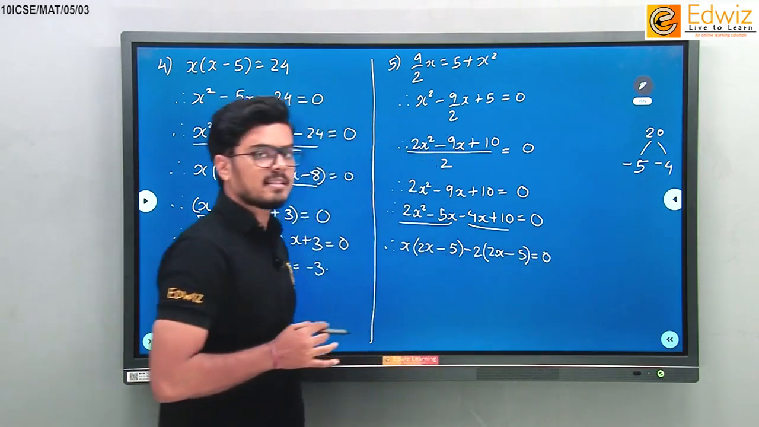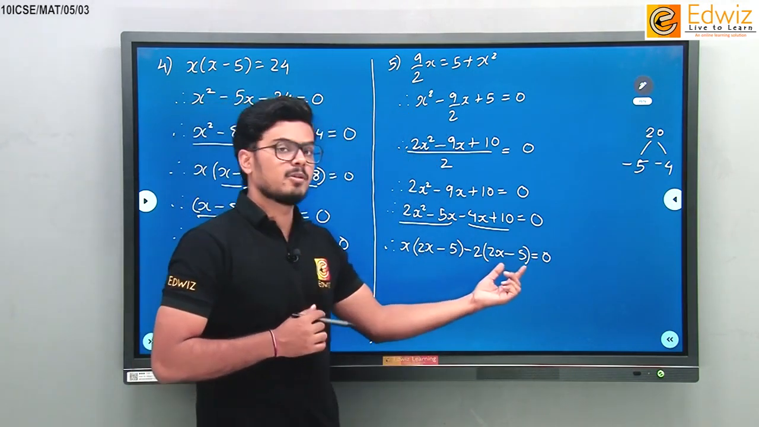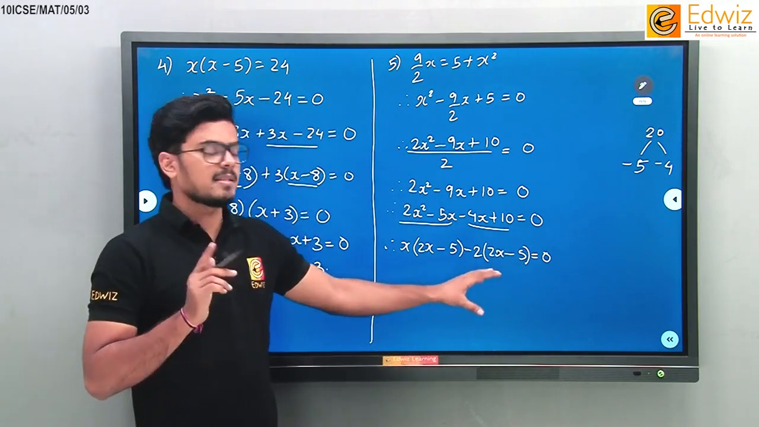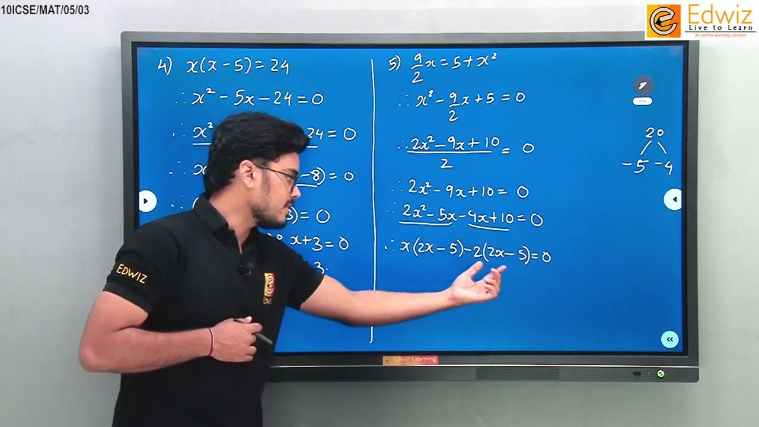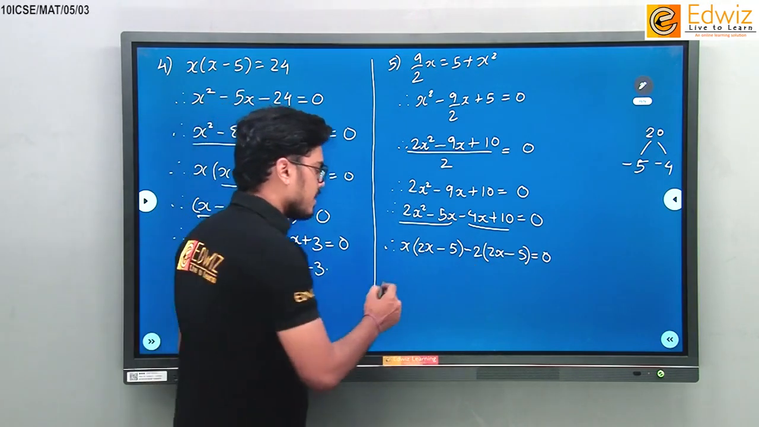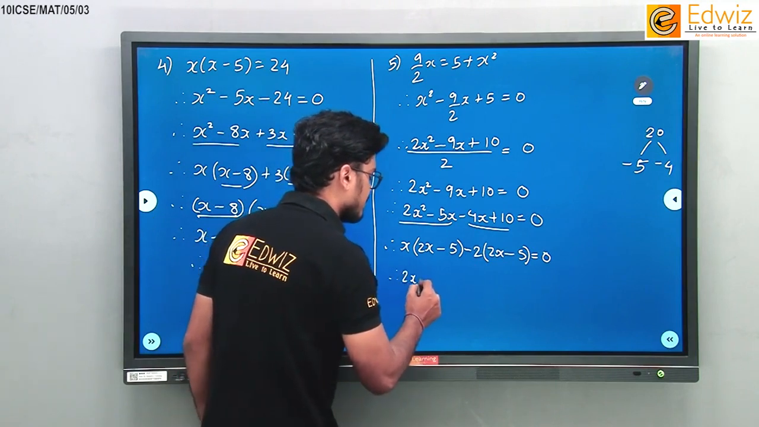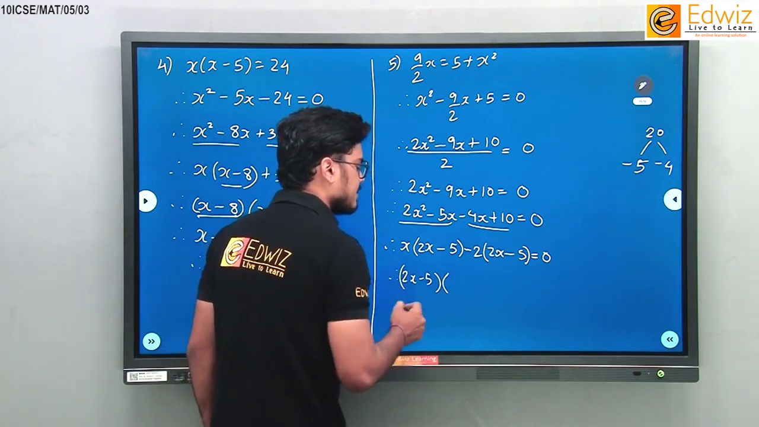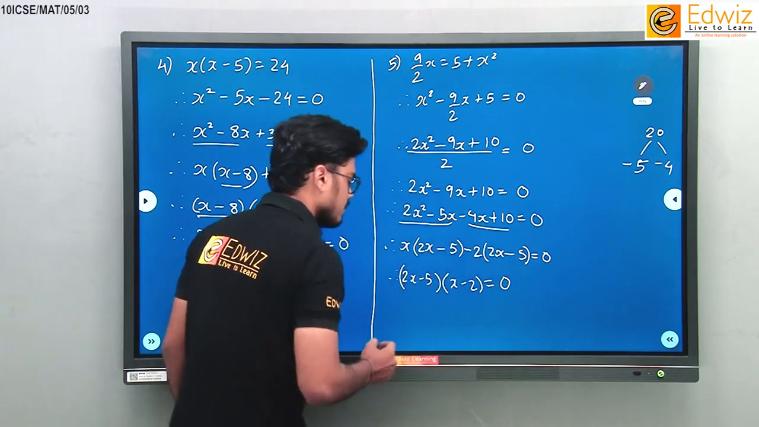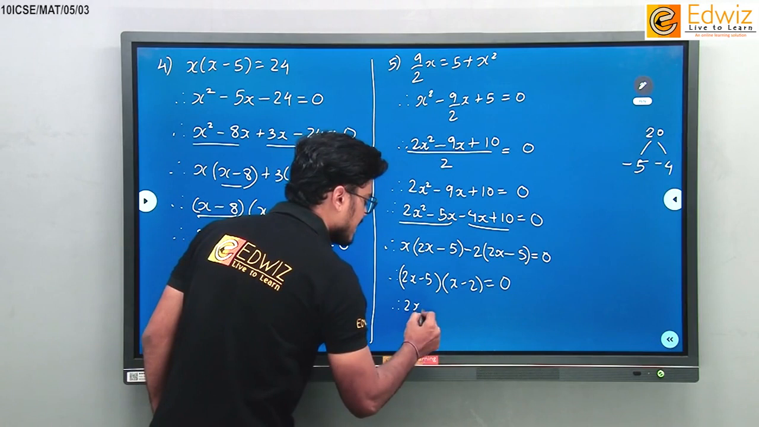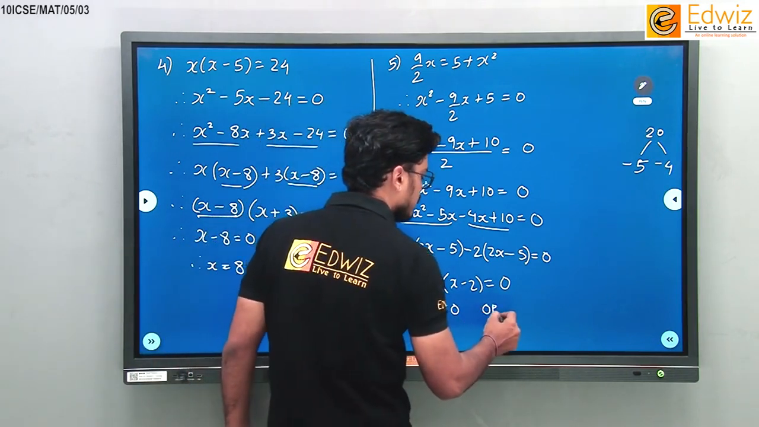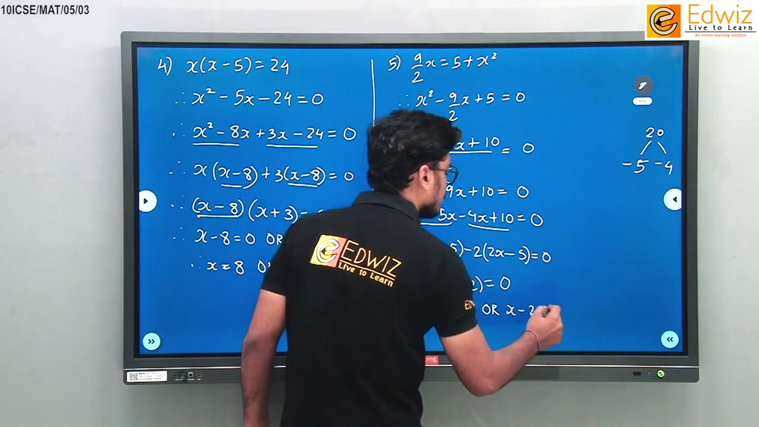Remember, in factorization method, your two brackets should always be same. If they are not coming same, there is some mistake that you are doing. Now these two brackets are equal, they are same, we can take that out common. Here you will get 2x minus 5 in one bracket, and in the second bracket x minus 2 equal to 0. Therefore 2x minus 5 will be 0 or x minus 2 will be 0.